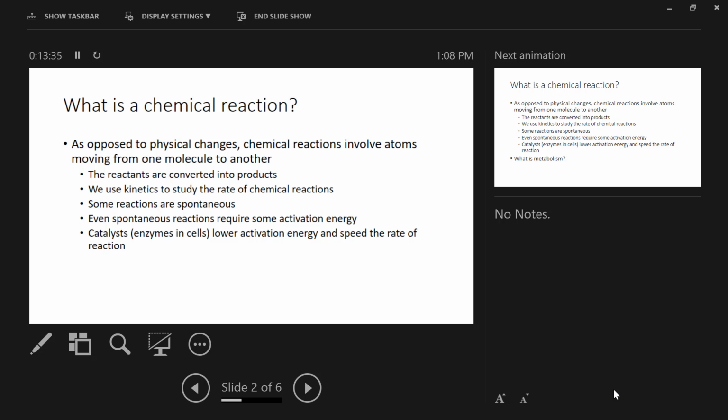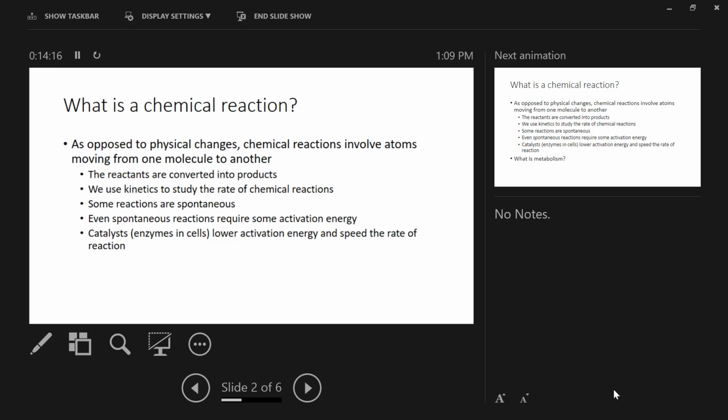So a chemical reaction involves atoms changing from one molecule to another. Some of these reactions are spontaneous, meaning that they will happen, but the rate could be very, very slow. And so kinetics studies what can increase the rate of a reaction. One of those candidates is catalysts that lower the activation energy to facilitate carrying out this reaction much more rapidly. So I want to answer this question now. There are a couple more points on the slide to discuss, but I want to answer this question now. So what is a chemical reaction?